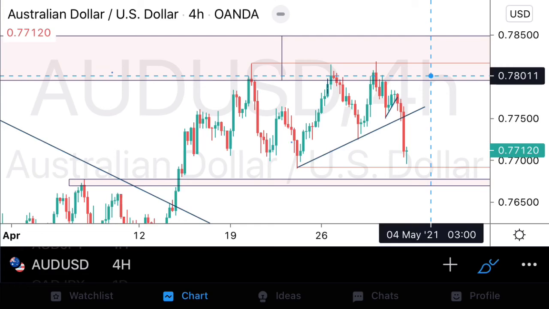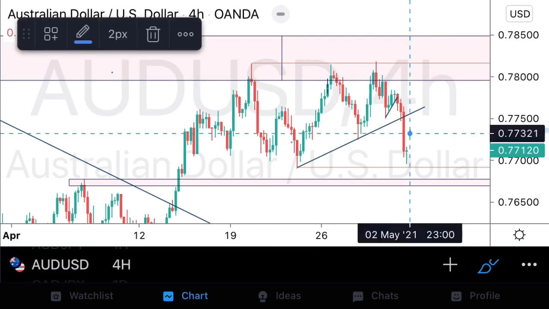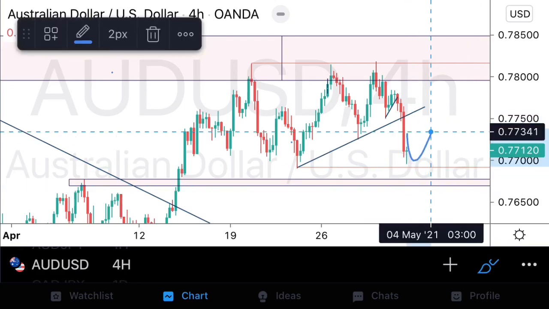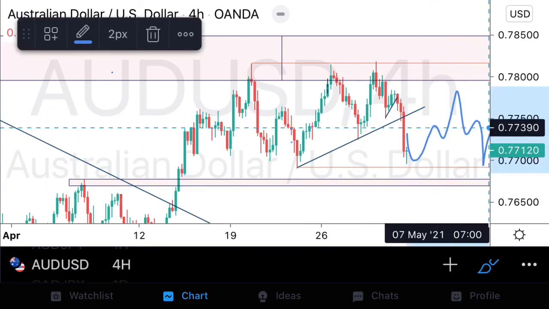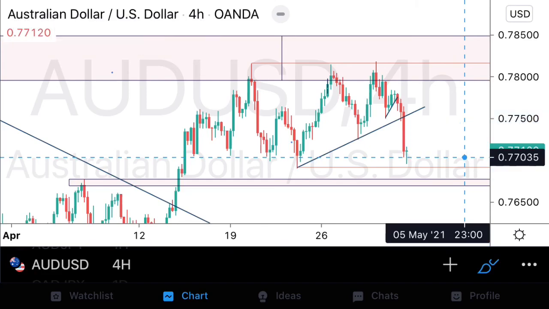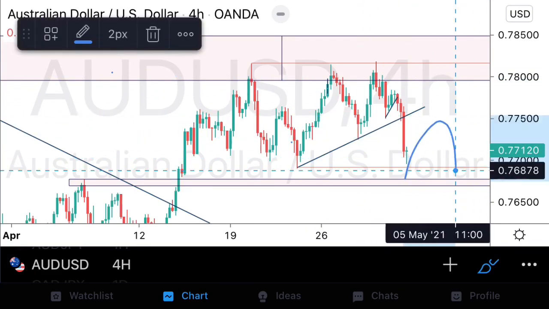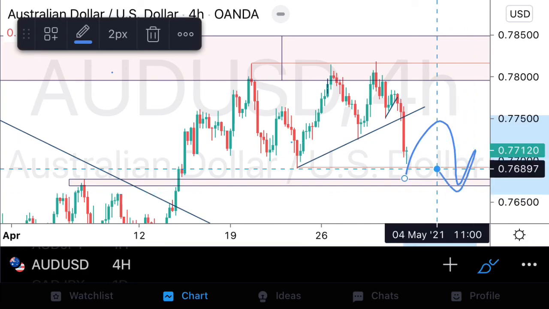So guys, all we're looking for on AUD USD is for some sort of a correction, continuation structure, or some sort of a reversal structure to form to give us a reason to sell up high. So that's all we're looking for on AUD. We're looking for some downside potential, guys.